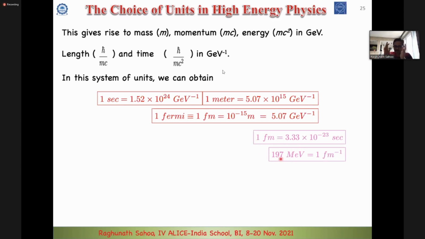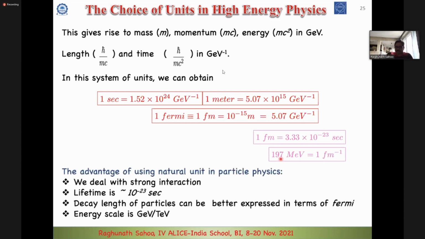1 Fermi is the length scale or time scale for the strong interaction. Perfectly all right. So the advantage of using natural units in particle physics is we deal with strong interaction. As I told you, 10 to the power minus 23 second is almost the lifetime of strong interaction. And the decay length of particles can be expressed in terms of Fermi. So Fermi is the length scale.